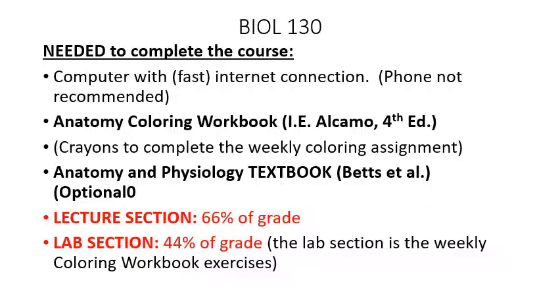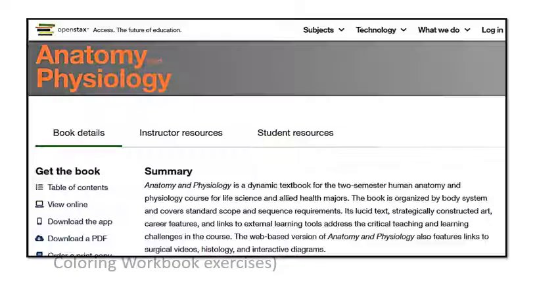Okay, so we said you need to complete the course. You need the anatomy coloring workbook. But what about this one, the textbook? So as I said, it's an online book. You can read it online, or you can download it as a PDF. There's also an app that allows you to go through questions in it. That is suggested, recommended, but not required.